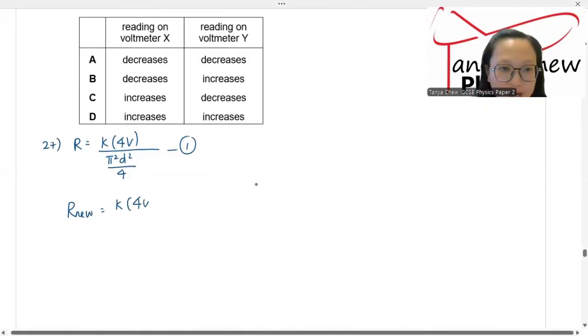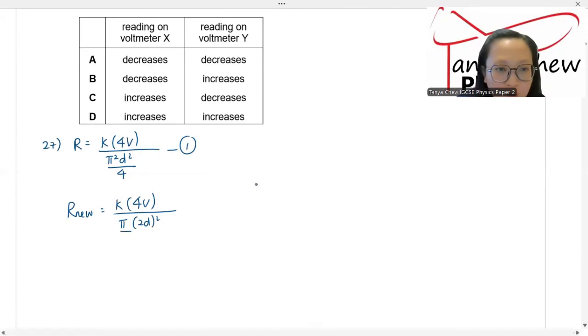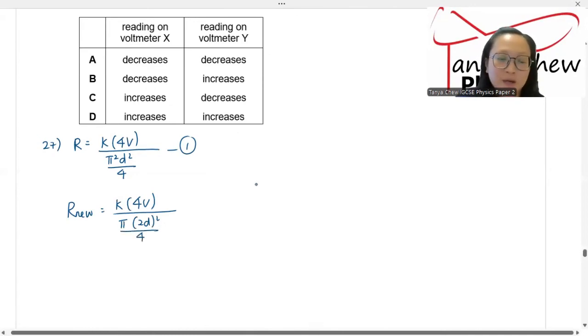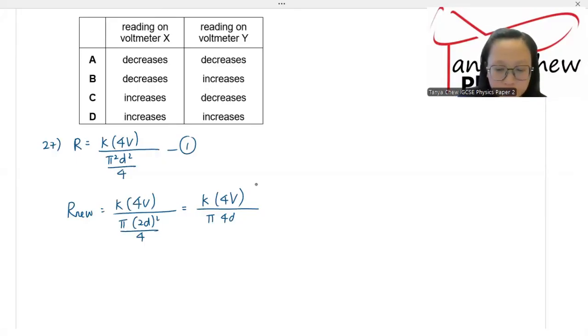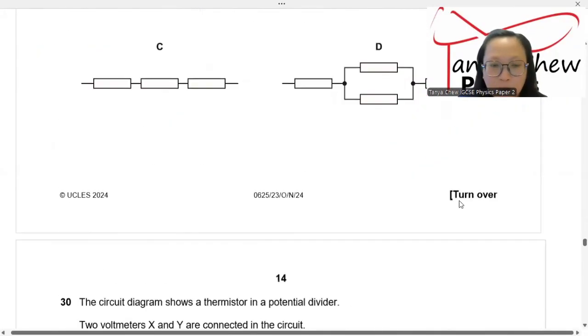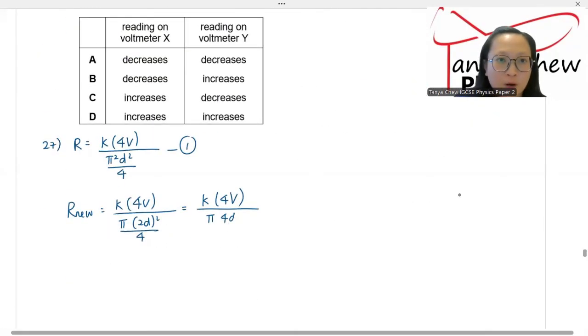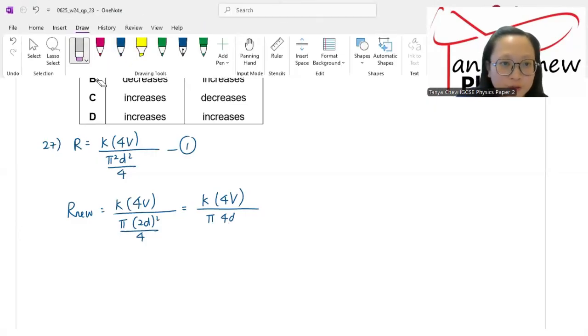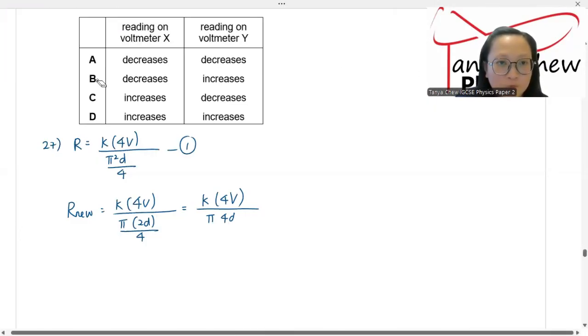Okay, everything is the same. It is just that this is pi, this is 2d. You have to square it over 4. Everything else is the same. Now you simplify, you get k 4v over pi. This is 2d square. So 2d square, wait, let me see, is it d square? Pi, oh, d to the power of 4, I'm so sorry, d to the power of 4, okay, not d square. So that is why this is d to the power of 4, right?